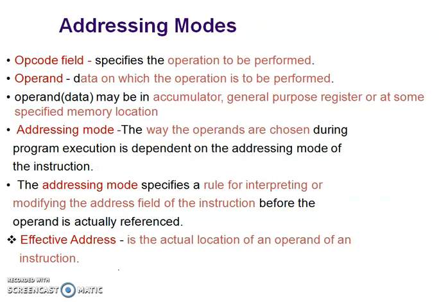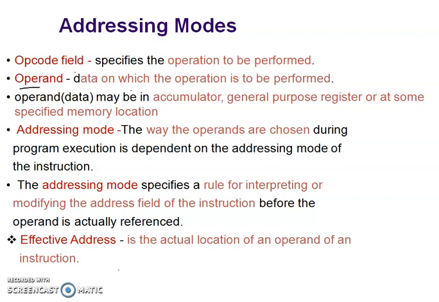So in this video we can learn about the addressing modes. As we have learned, an instruction will have an opcode field followed by an operand field. There is one more bit that will be used to indicate the addressing mode also. The opcode field indicates the operation that needs to be performed, and the operand is the data on which the operation will be performed.